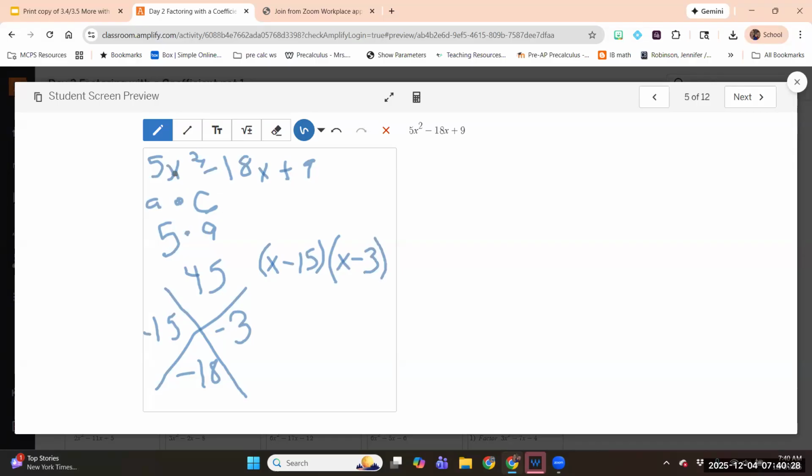Okay, now because I had an A, I need to remove that A that I used before. So I'm going to divide each of these by my A, which was 5. Okay, 15 divides by 5. So I'm going to go ahead and do that. x minus 3. 3 does not divide by 5 nicely. So the 5 goes out front. So I get 5x minus 3.